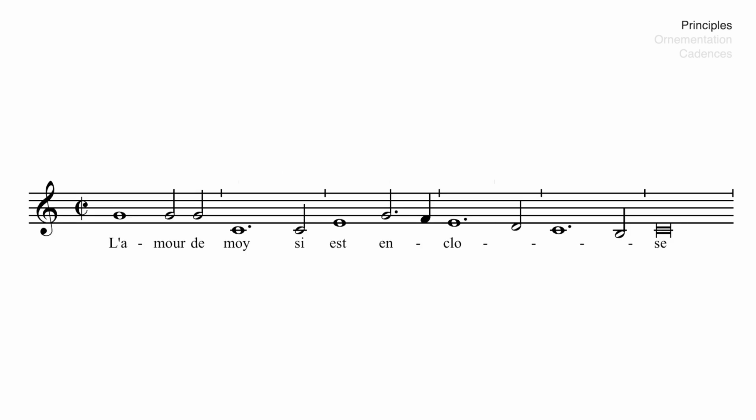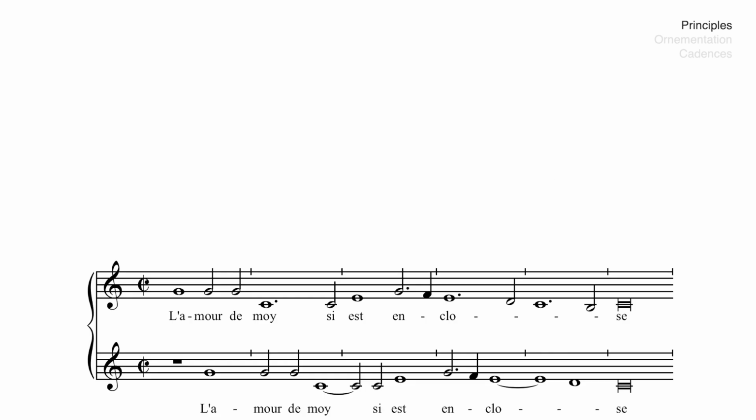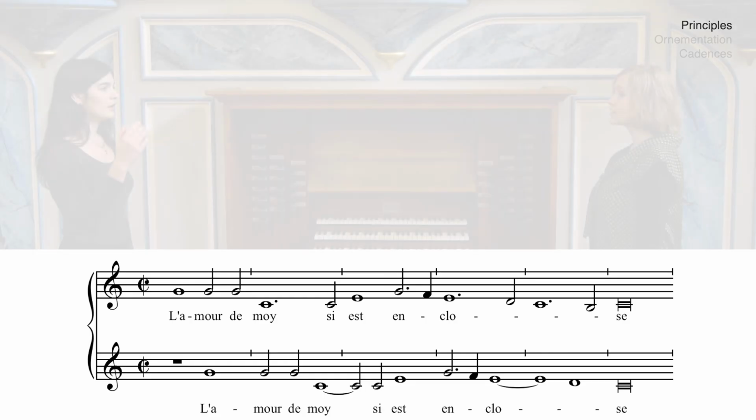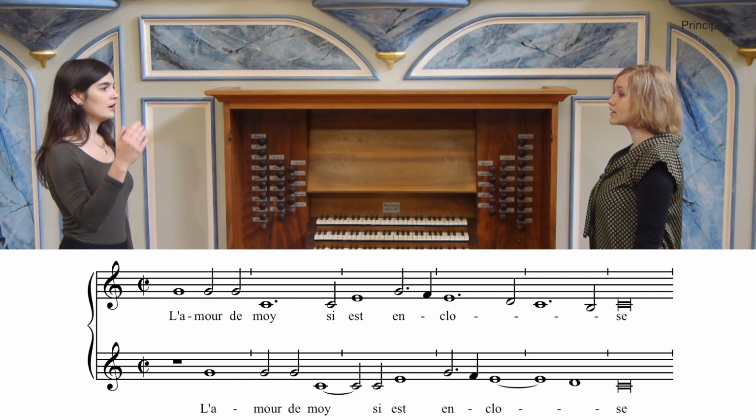Let us examine the intervals used by Lise in her canon on L'amour de moi. A unison, a descending fifth, a unison again, a rising third, another rising third, a falling third, a unison, a falling third, then a cadence, which we shall examine later. Let us now listen to the outcome when this melody is repeated as a canon in unison.